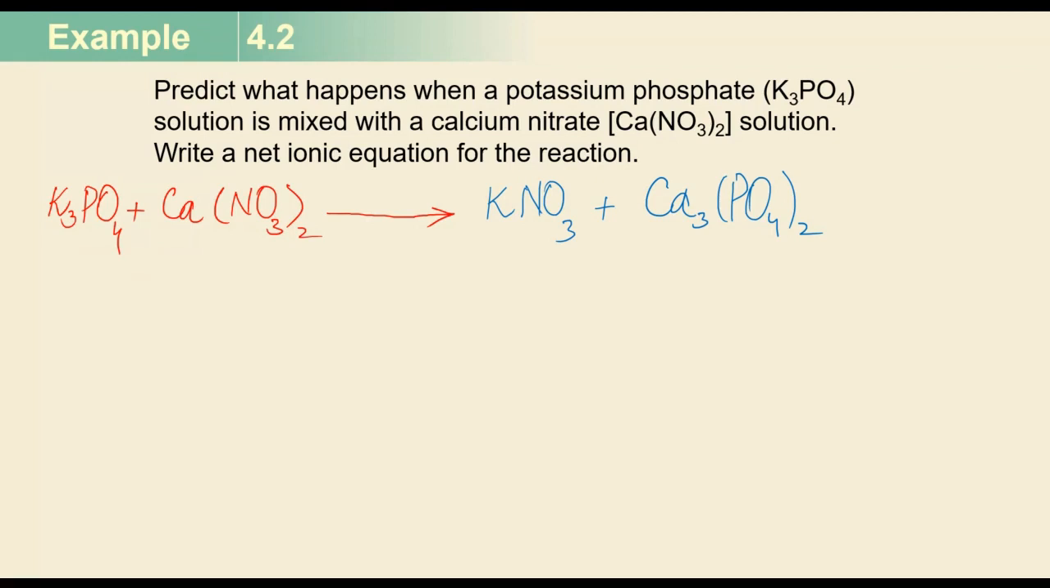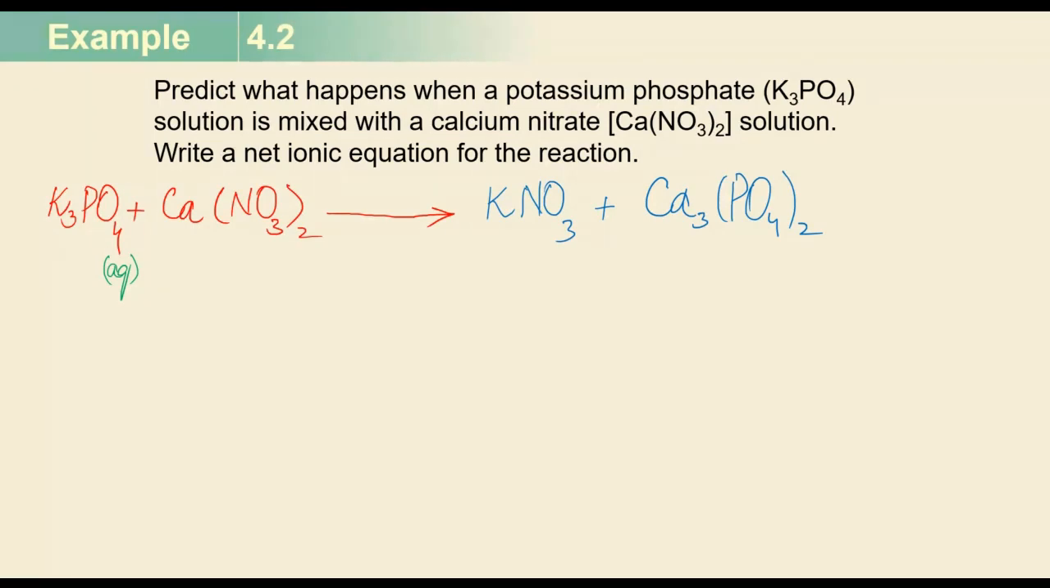K3PO4 soluble? Soluble. You will write AQ. AQ means aqueous. It is soluble. If K3PO4 is soluble in water, then you will write it as AQ. So K3PO4 soluble or insoluble? Soluble. So you will write AQ.